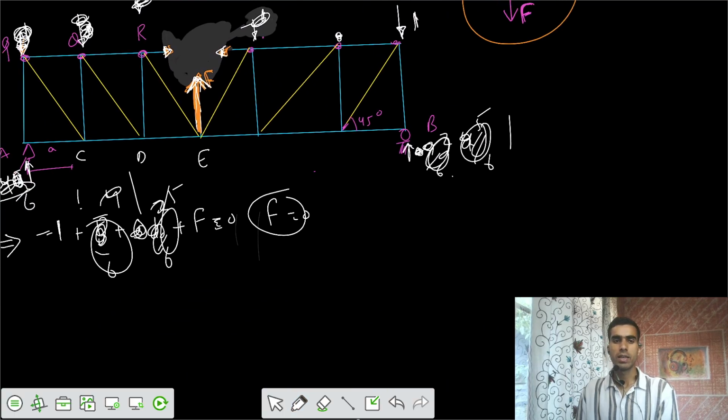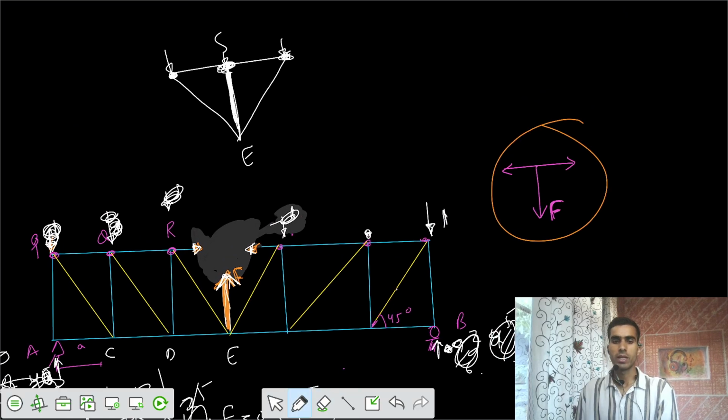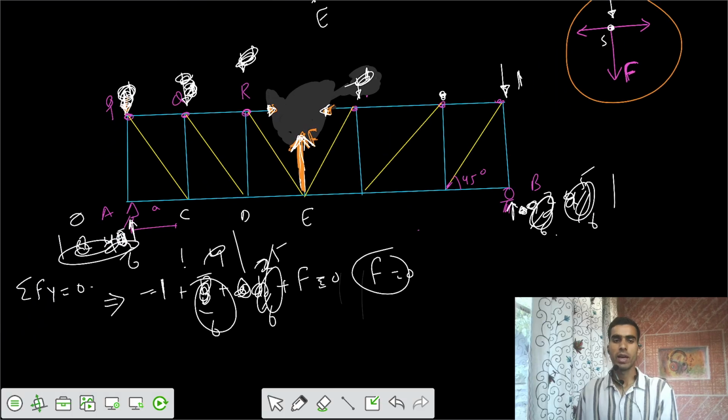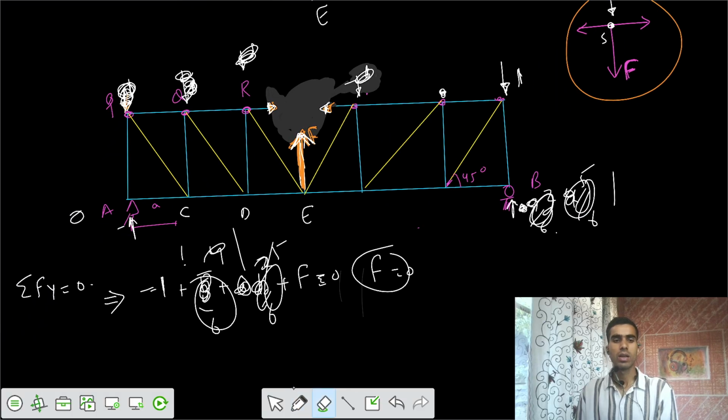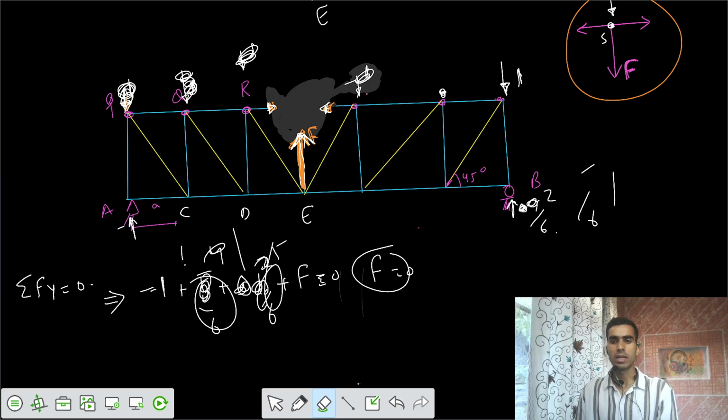Now we only need to place the load at this joint. If the load is placed at joint S, what is the reaction we have? Can you get the reactions? What are the reactions we have when the load is placed at S? Because point S is at the midspan, I would say your reaction would be 0.5 each.